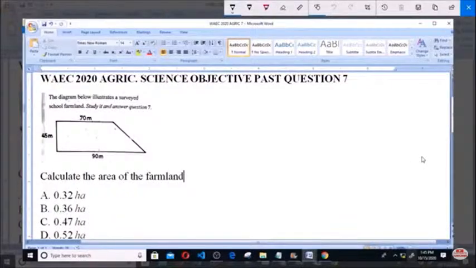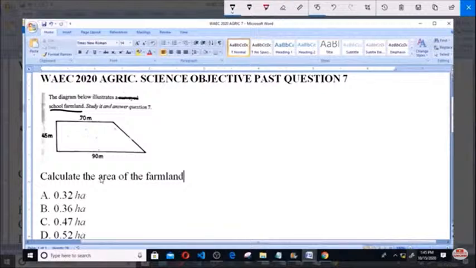Hello and welcome. I will be answering WAEC 2020 Agric Science Objective Past Question 7. So we have a diagram illustrating a surveyed school farmland, and we have to use it to answer this question. Now we are asked to calculate the area of the farmland. A. 0.32 hectares, B. 0.36 hectares, C. 0.47 hectares, D. 0.52 hectares.